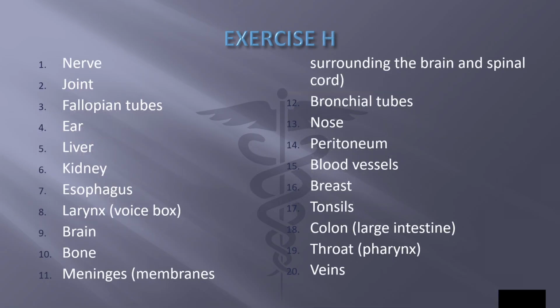Exercise H. What part of the body is inflamed? So remember, our suffix of itis always means inflammation. So number 1, we have neuritis. This is inflammation of a nerve. 2, arthritis, inflammation of a joint. 3, salpingitis, inflammation of a fallopian tube. 4, otitis, inflammation of an ear.